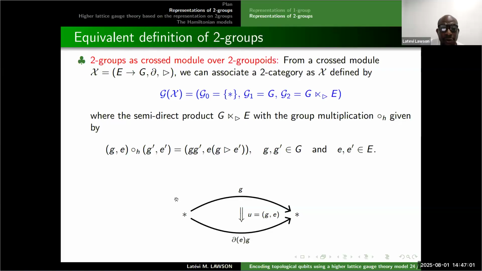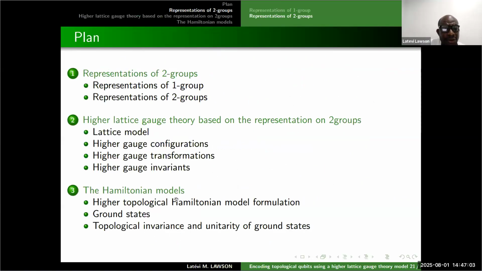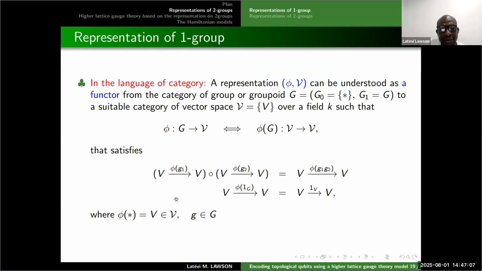Okay, thank you for your presentation, your question. In the literature, what we know is that people use one group. One group is a way to describe our current state of the topological qubit, the symmetrized topological qubit. Now the two group is a little bit abstract.